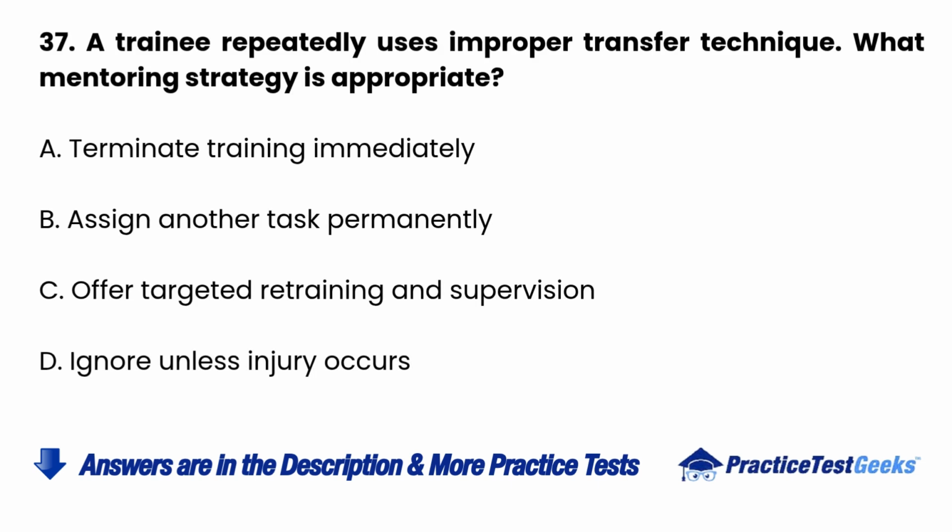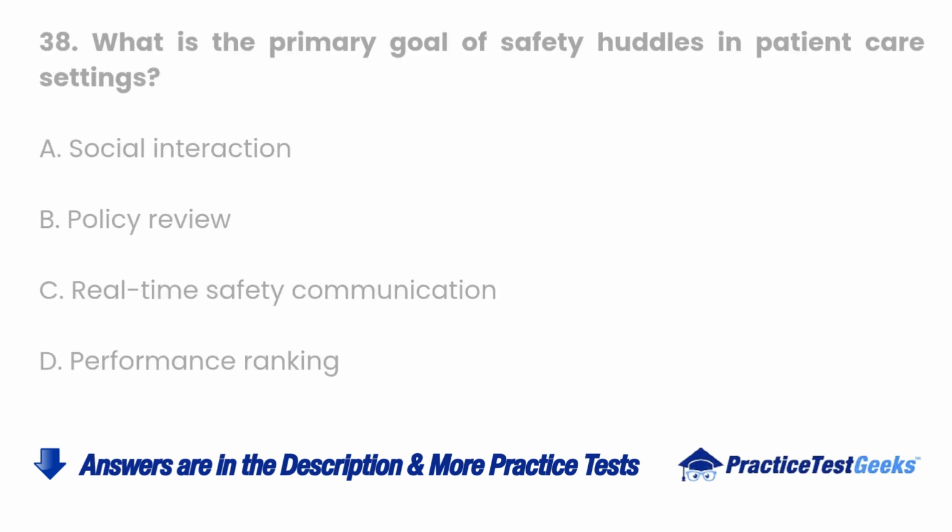37. A trainee repeatedly uses improper transfer technique. What mentoring strategy is appropriate? A. Terminate training immediately. B. Assign another task permanently. C. Offer targeted retraining and supervision. D. Ignore unless injury occurs.